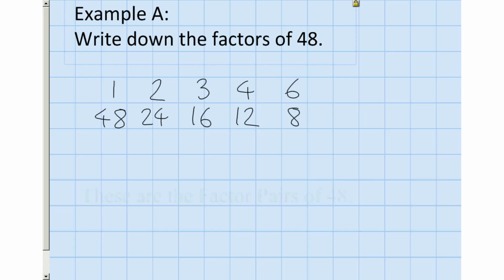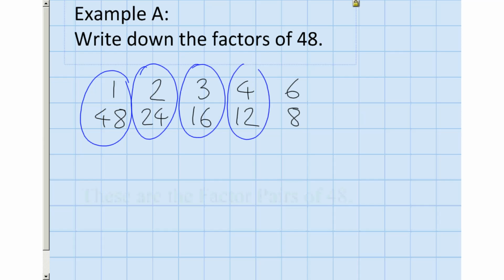Now the way I've written them is really in pairs, and we call these pairs factor pairs. That's because if you multiply the two numbers together, you get your number. So 1 and 48, multiply them together, you get 48. 3 and 16, multiply them together, you get 48, and so on.